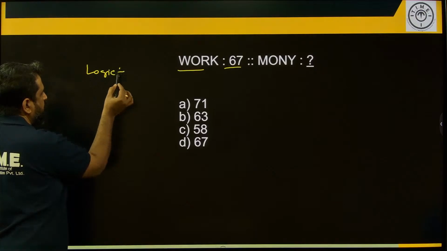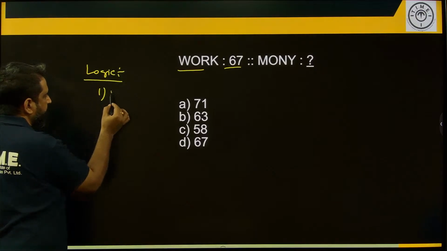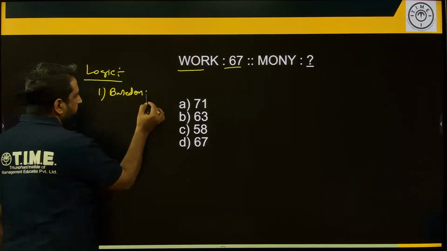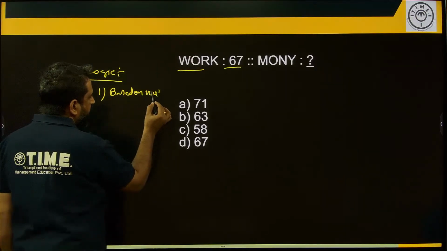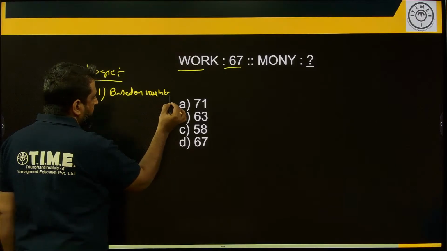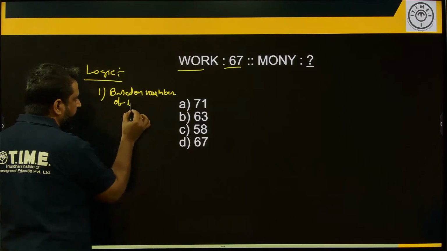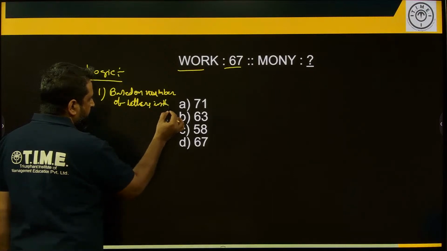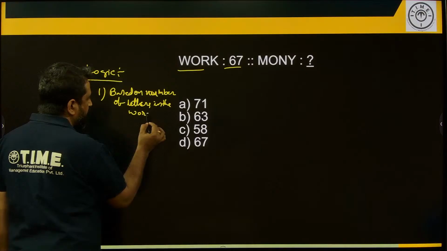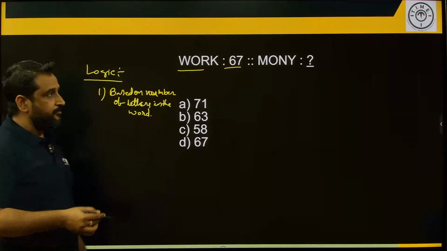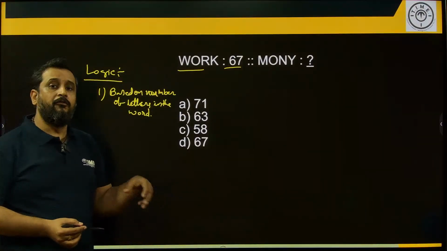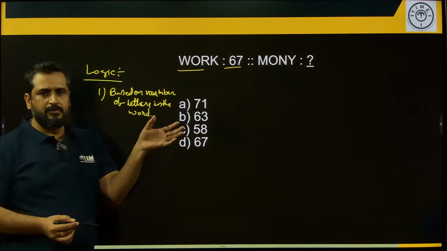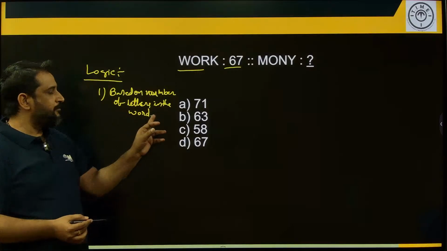A logic needs to be checked in two ways in general. One is based on the number of letters in the word. That is, the number of letters in the word WORK is 4. So the number should be 4, or 4 cube, or 4 square, or 4 multiplied by some constant. That is a different logic. This is based on the number of letters in the word.